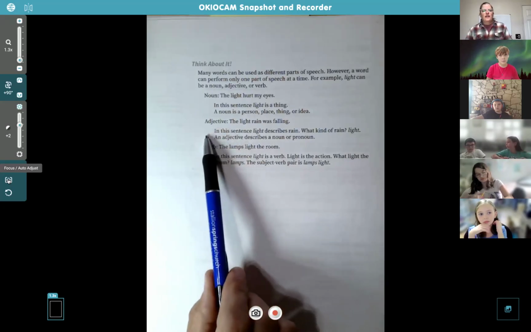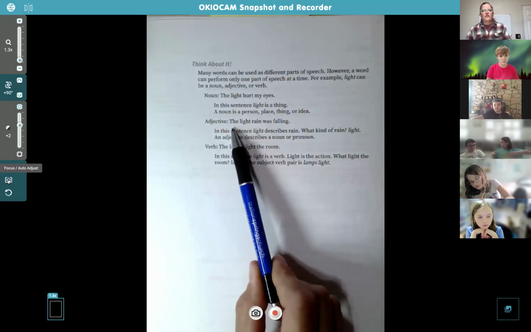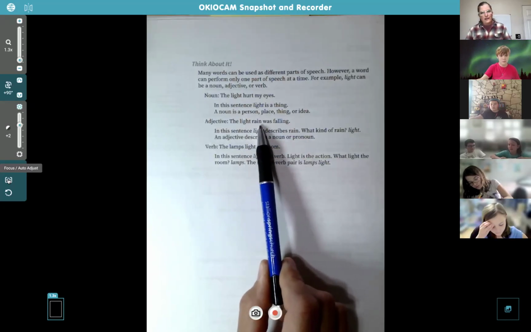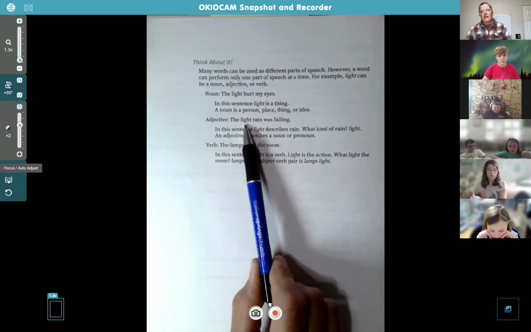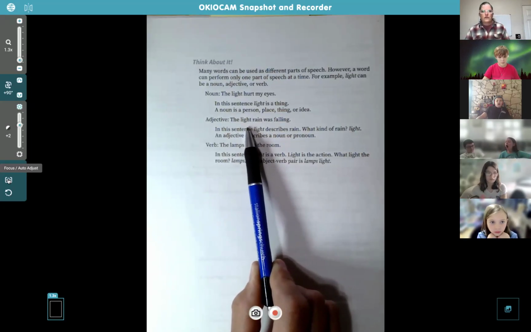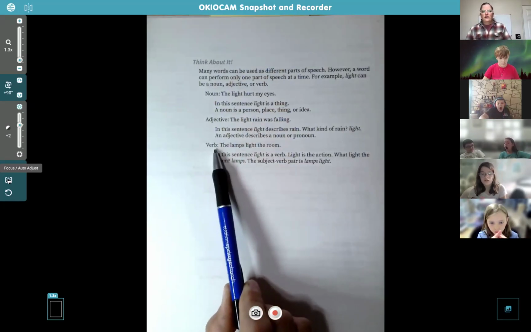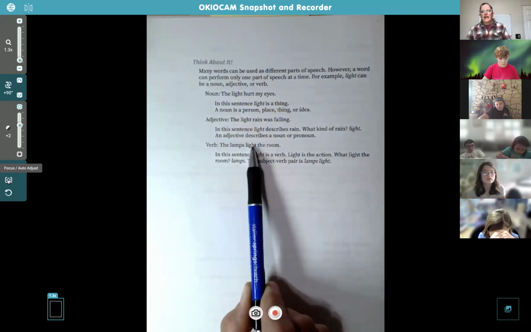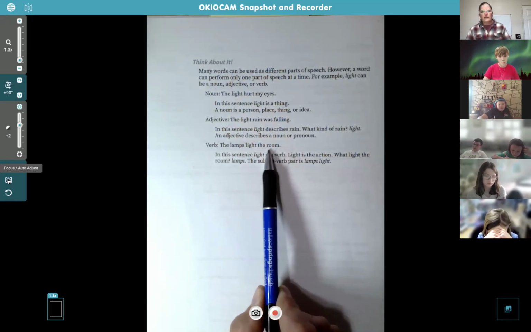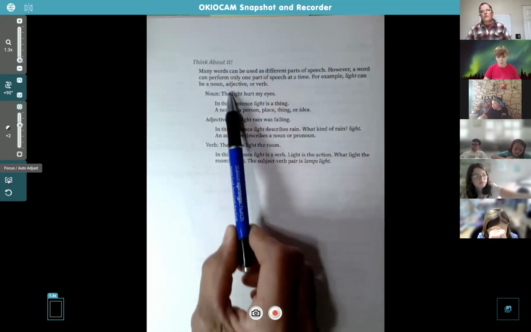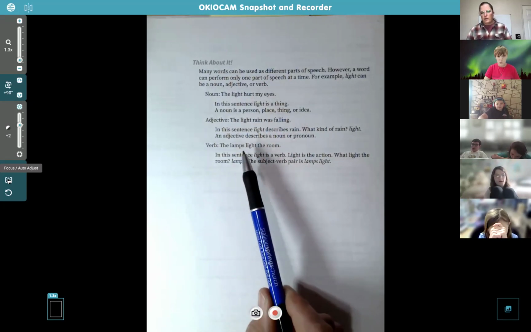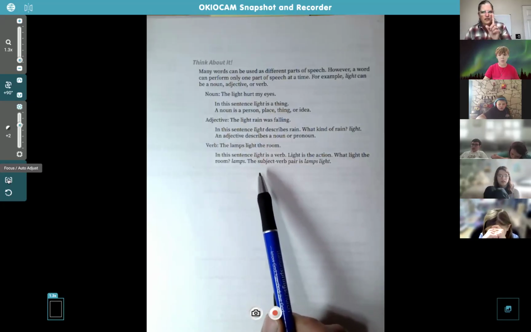Okay, adjective. Here it is as an adjective. The light rain was falling. So this time it's telling about the rain. The rain is the noun. The light rain is telling what kind of rain it is. It's a gentle rain, like a sprinkle. And then look at here, it's used as a verb. The lamps light the room. It's telling what the lamps are doing. They're lighting up the room. So same word light, it can be a noun, it can be an adjective, or it can be a verb, but only one thing at a time.